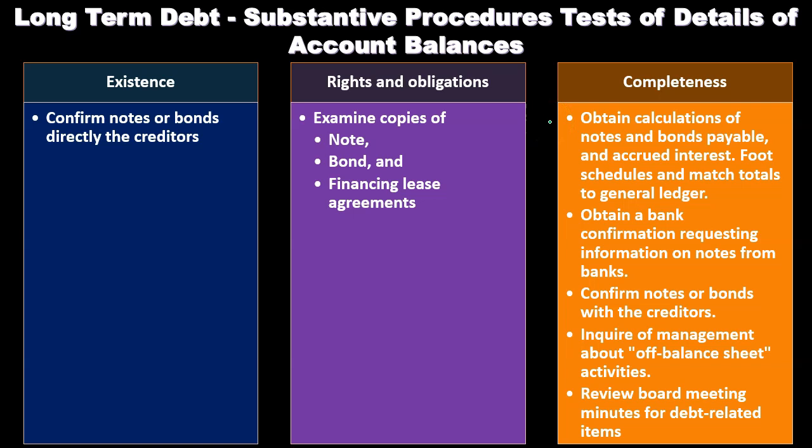With regards to the assertion of completeness, we're going to obtain calculations of notes and bonds payable and accrued interest. So we're going to consider what the calculations are with regards to them. We're going to foot the schedules and match the totals to the general ledger. So we want to get the detailed schedules, of course. We want to consider those calculations, especially with regards to accrued interest. So we want to consider the accrued interest types of calculation.